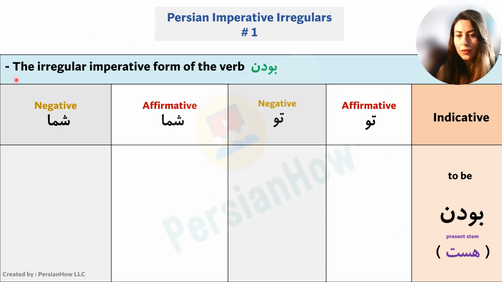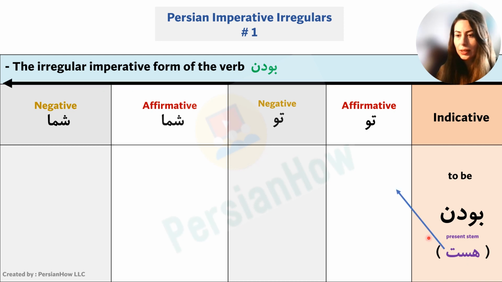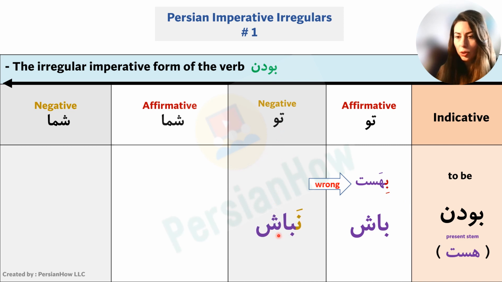Let's take a look at the first one, the irregular imperative form of the verb بودن. So بودن, to be, as you all know, the present stem is hast. So if I want to follow the regular pattern, it should be something like به hast, right? To attach به to the present stem. But no, that's wrong. We do not say به hast, we say باش. So you just need to memorize it. And then the negative is نباش.